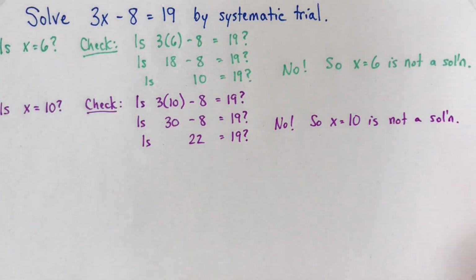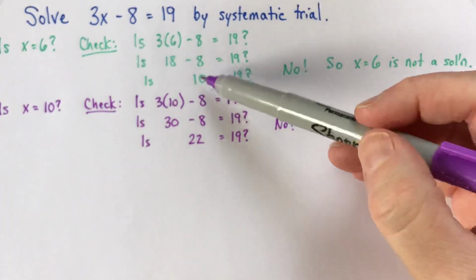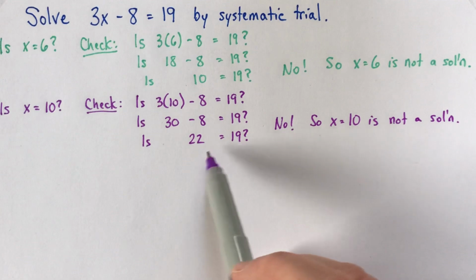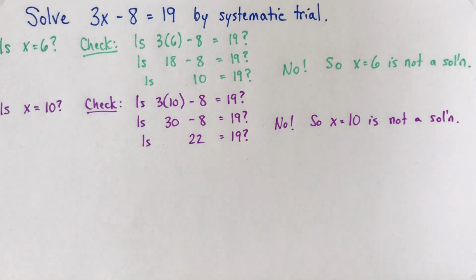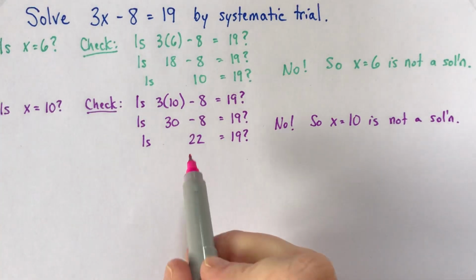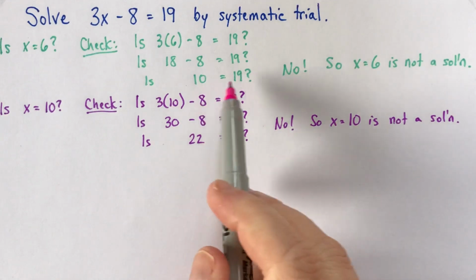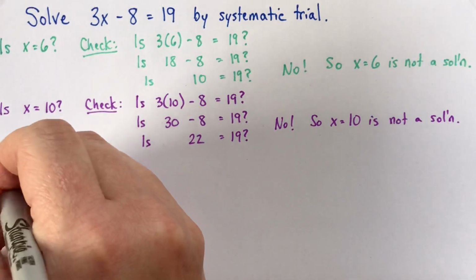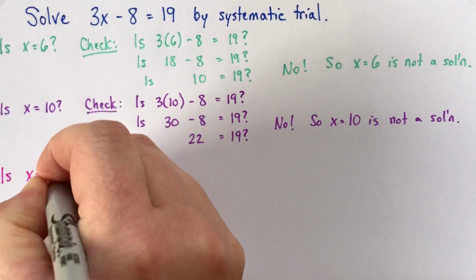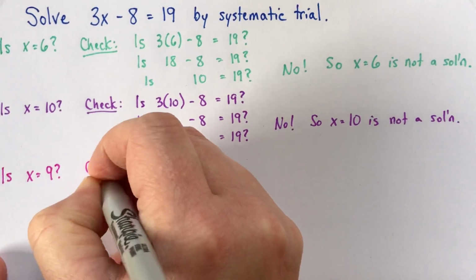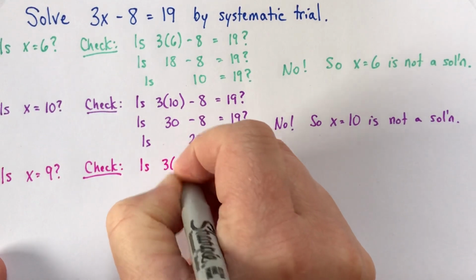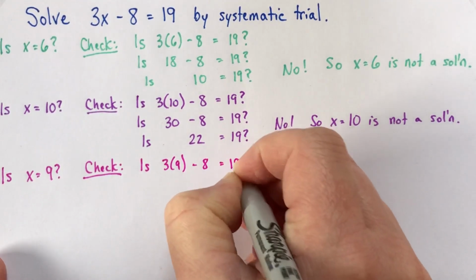All right. Oh, here's the good news. When x was 6, our left side was too small. With x equals 10, our left side was just a little bit too big. So that suggests that we want a number in between those two values. And I would say this one looks closer, doesn't it? 22 is closer to 19 than 10 was. So let's just try a little bit smaller than 10. Let's try, is x equal to 9? So we'll check. So we'll write, is 3 times 9 subtract 8 equal to 19?